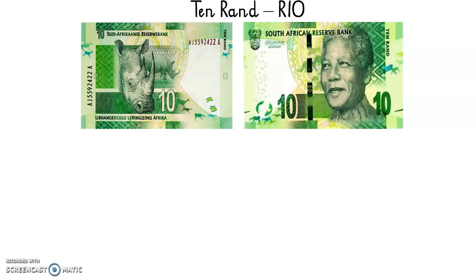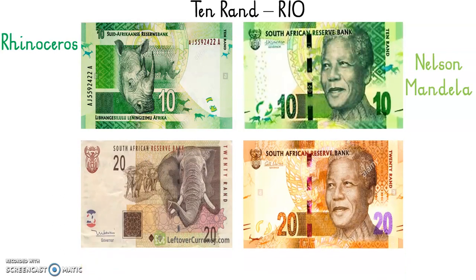On our left, we have the 10 rand with the rhinoceros on it. The rhinoceros is part of the big five, and each banknote represents one of our big five. And recently, they have changed some of our banknotes to have Nelson Mandela on it because he is an iconic symbol in South Africa. The next one we're looking at is the 20 rand note.